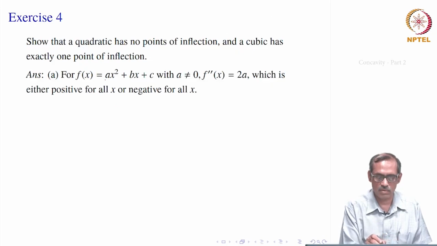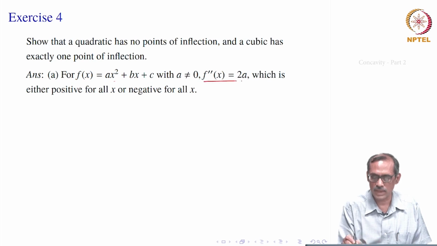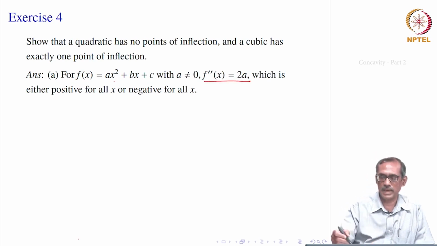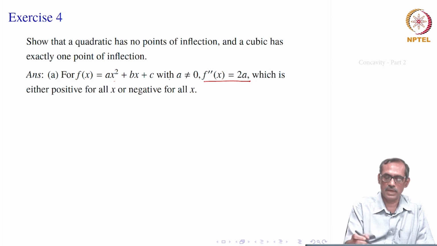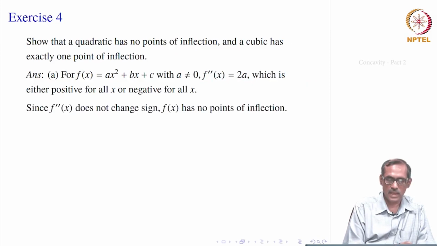Suppose I take f of x equal to a x square plus b x plus c, where a is not 0. Differentiate it twice and you get f double prime of x equal to 2a. Since a is non-zero, a is either positive or negative. So, f double prime of x is either positive throughout or negative throughout, for all x. Therefore, you will not get any point of inflection there. The curve is either concave down or concave up. You know it is a parabola; either it will look this way or it would look this way. So, there is no point of inflection.